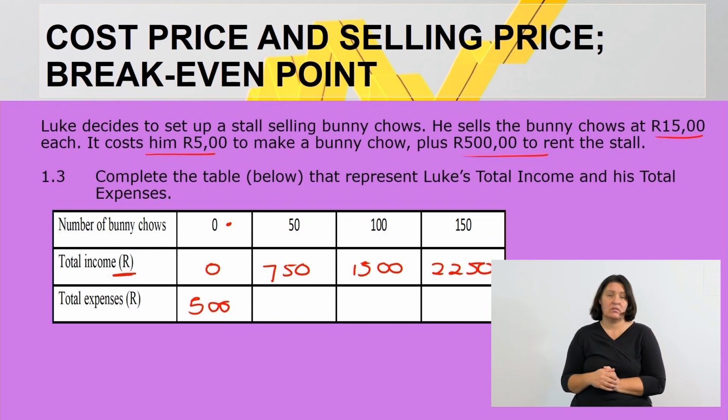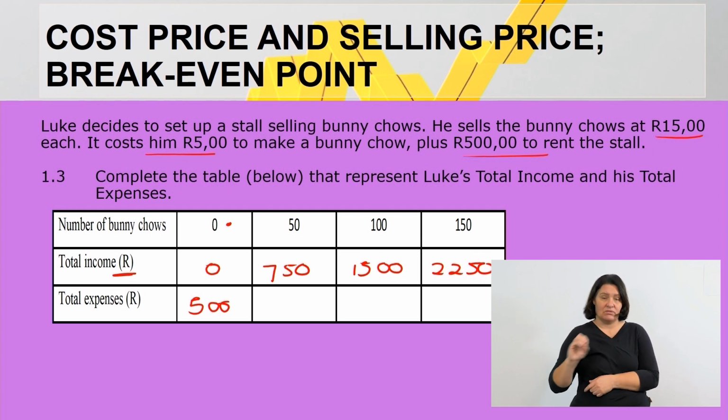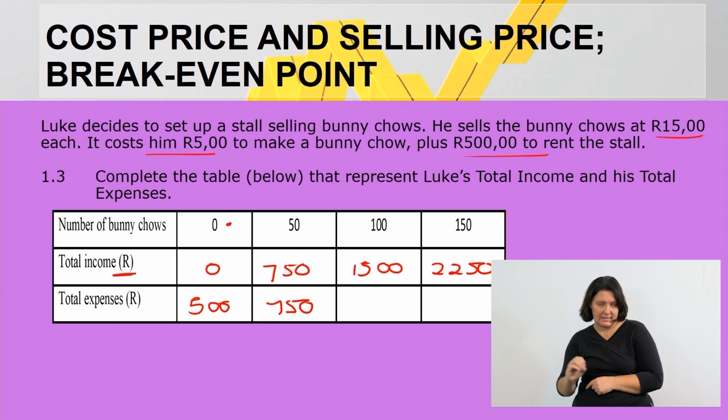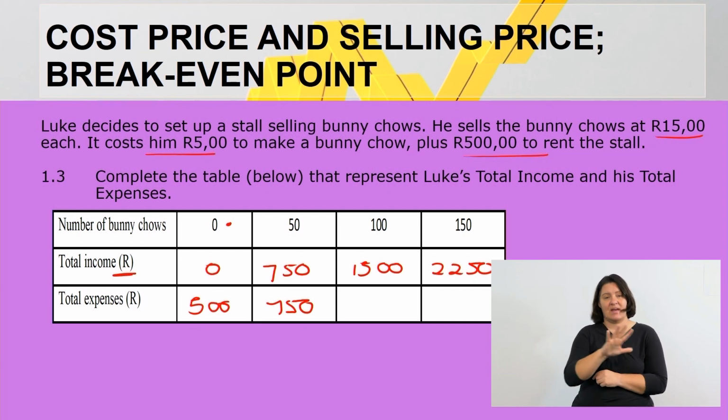Okay, so now let's move on to the next one. If Luke sells 50 of these bunny chows, so remember it cost him 5 Rand. So I'll say 5 multiplied by the 50 bunny chows plus the fixed cost, and remember to add the fixed cost, that will give me 750 Rand. Okay, moving now to 100. So again, it cost him 5 Rand, so I'll type in 5, multiply by the 100 bunny chows. Then I still have to add the 500 Rand for the rental. That will take me to 1,000 Rand.